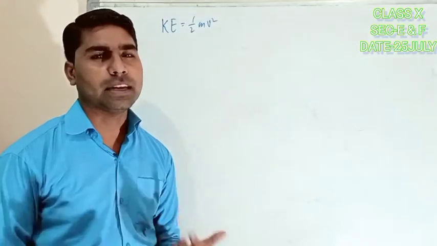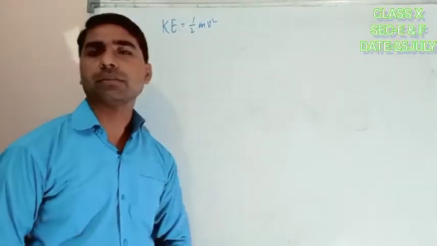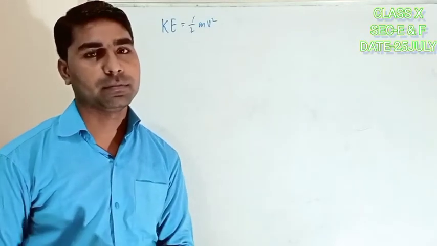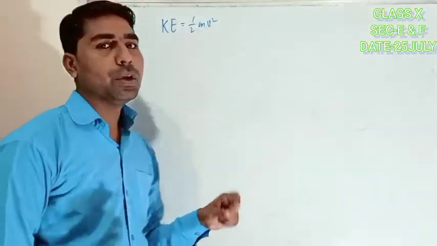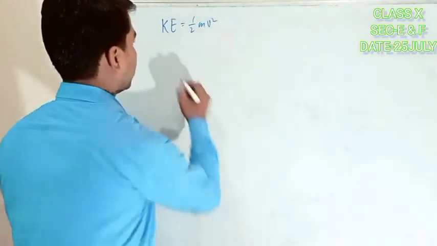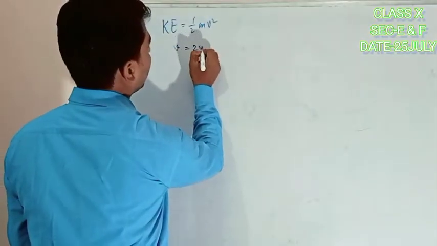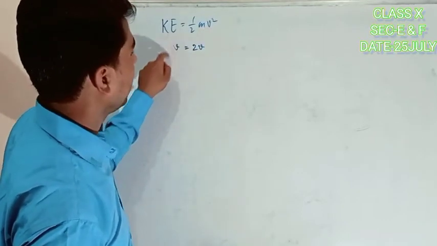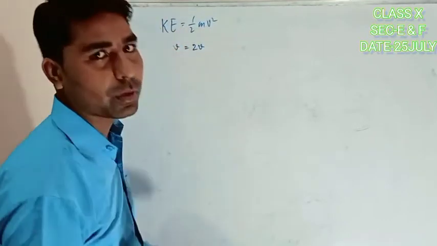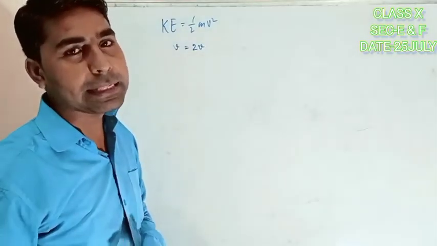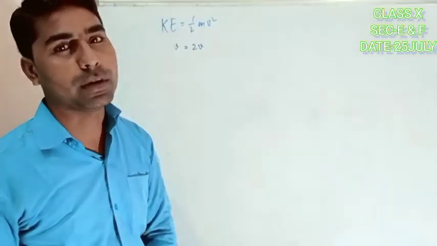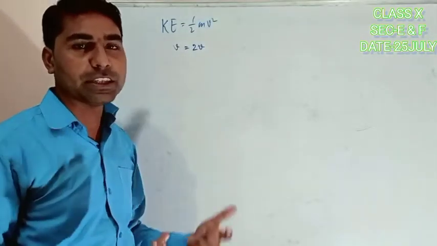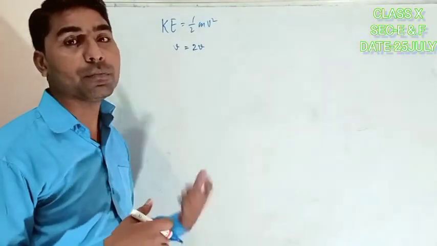Before starting the next topic, I want to show you that kinetic energy is equal to half mv square. Suppose velocity becomes double, so v becomes 2v. So v square will be what? 2v whole square, meaning 4v square. It means the whole factor will be multiplied by 4. Suppose there is a question: if the velocity becomes double, what will be the change in the kinetic energy? So kinetic energy will become 4 times.